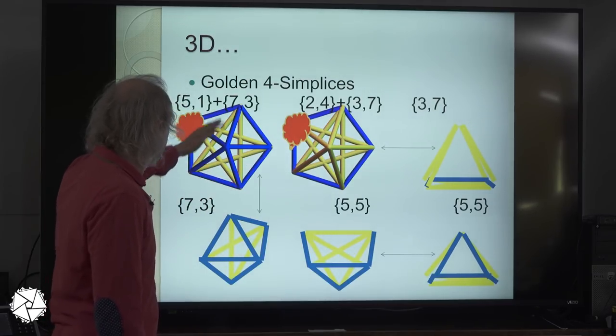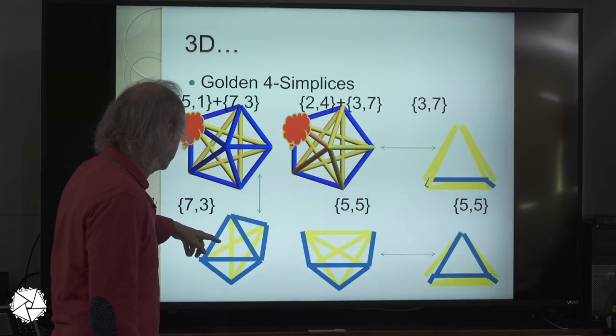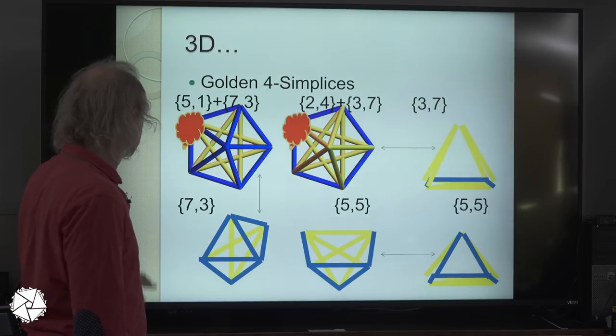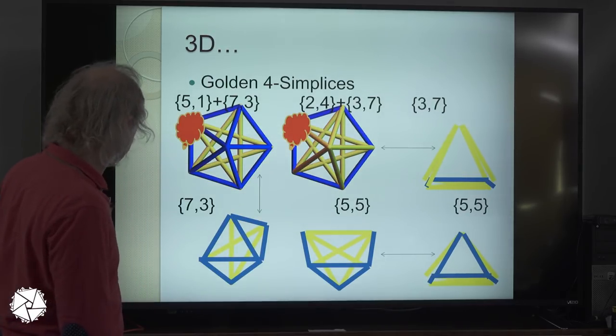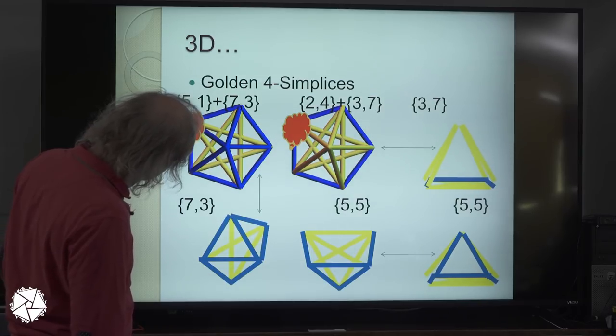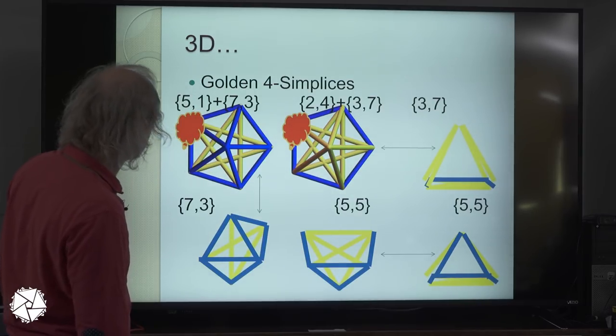This is this one. This is the result. Ray, this is a projection, right? The two images on the upper left are projections, right? Projections of a five simplex. Yeah, they're all kind of projections.